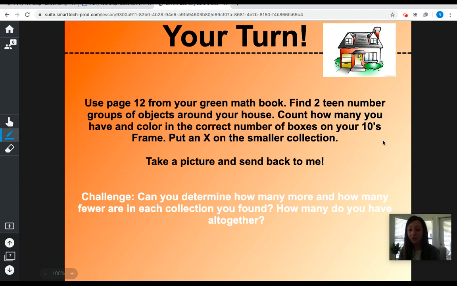All right, boys and girls, our objective today was to compare numbers between 10 and 19. You guys did an awesome job with that today. I look forward to seeing your work.